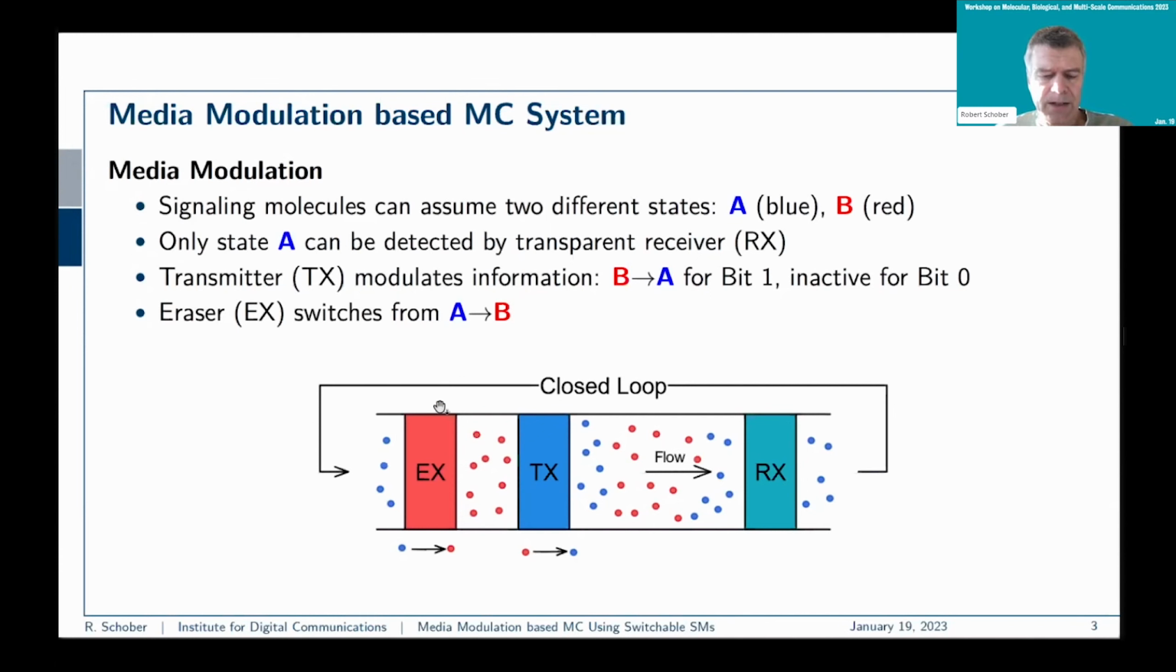So here you see the setup. At the beginning, we have this eraser that deletes the memory of our system and switches all molecules to state B. Then the transmitter modulates the molecules and switches them either to state A or leaves them as they are. Then they are transported to the receiver and the receiver detects.